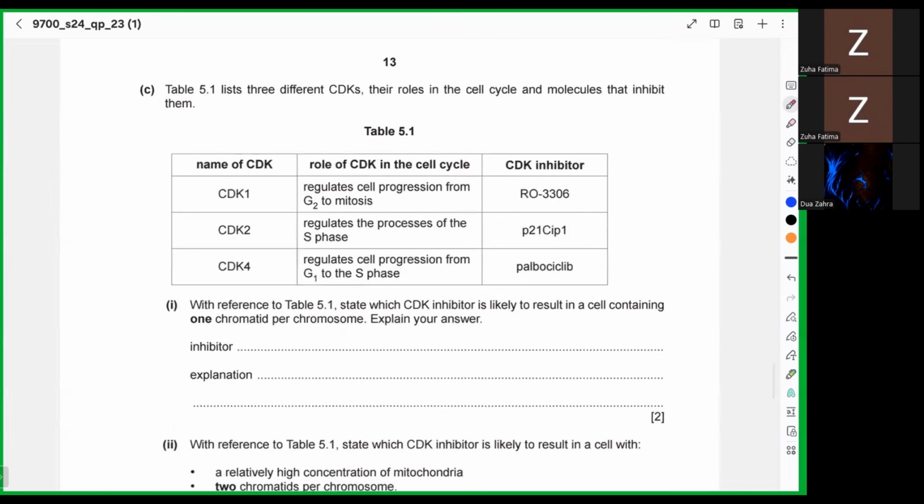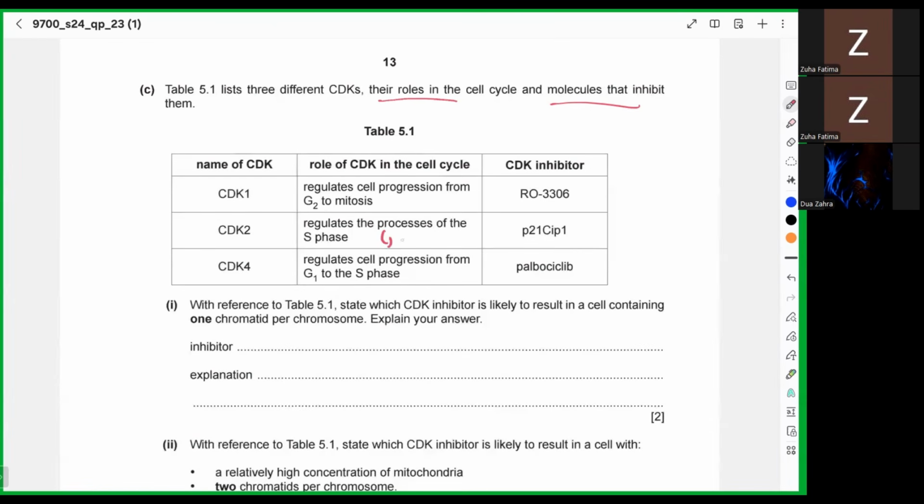Table 5.1 lists three different CDKs, their roles in the cell cycle, and molecules that inhibit them. So we have three CDK enzymes listed: CDK1, CDK2, CDK4. CDK1 regulates cell progression from G2 to mitosis. So that enzyme makes the cell progress from your second growth stage to the mitosis stage, that is, prophase. Its inhibitor is RO3306.